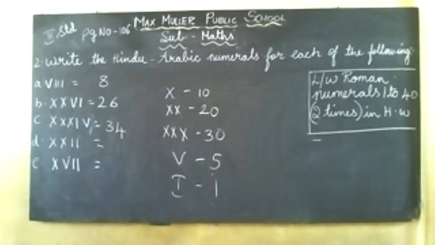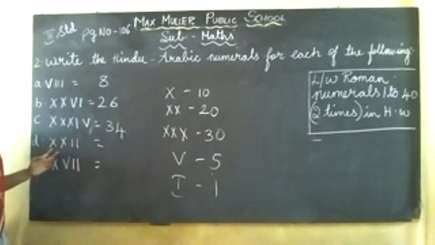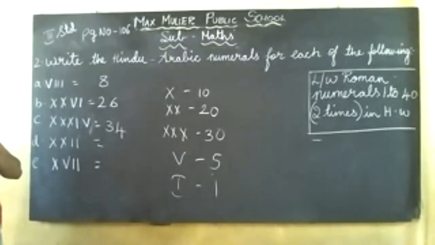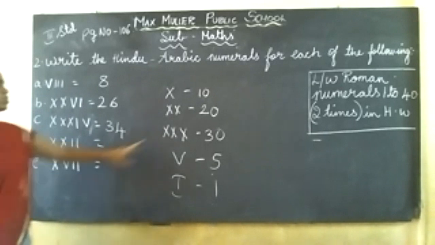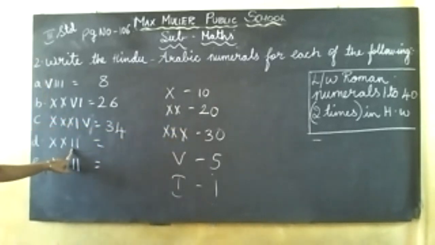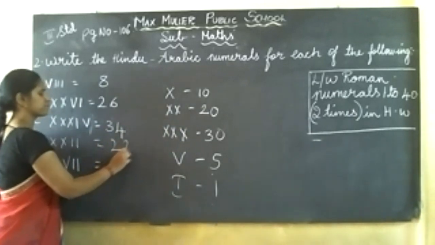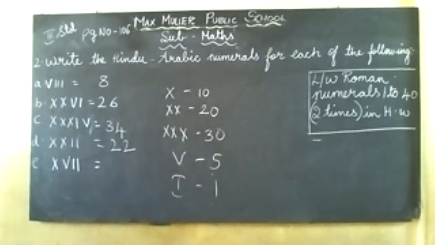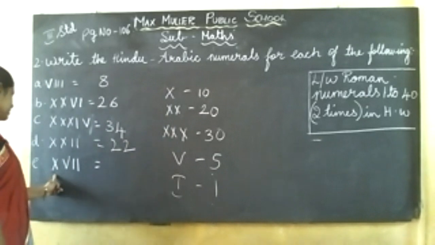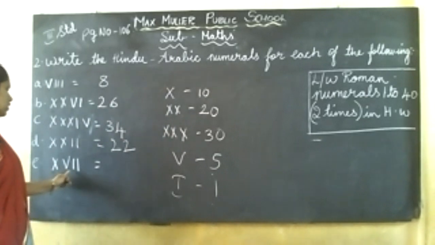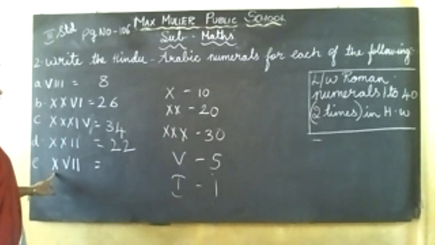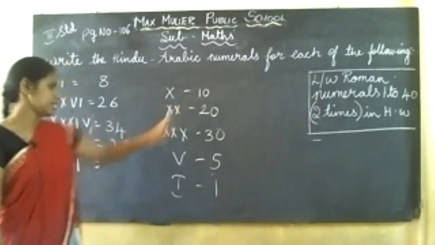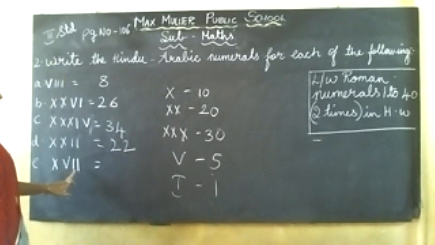Next one, D1. You can see how many x are there? 2x. 2x means 20. Next, how many lines they have given? 2 lines. 20 plus 2 lines means 22. 22. Next, last one, X, V, 2 lines they have given. Only one x means how much? 10. 10 plus 5 plus 2.